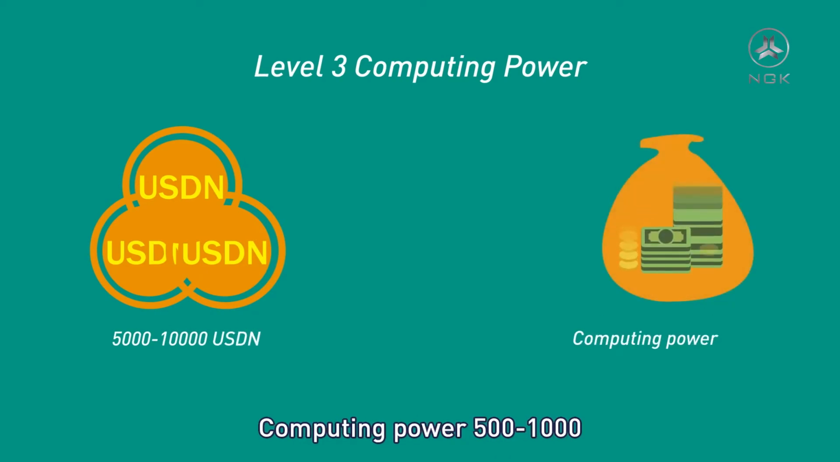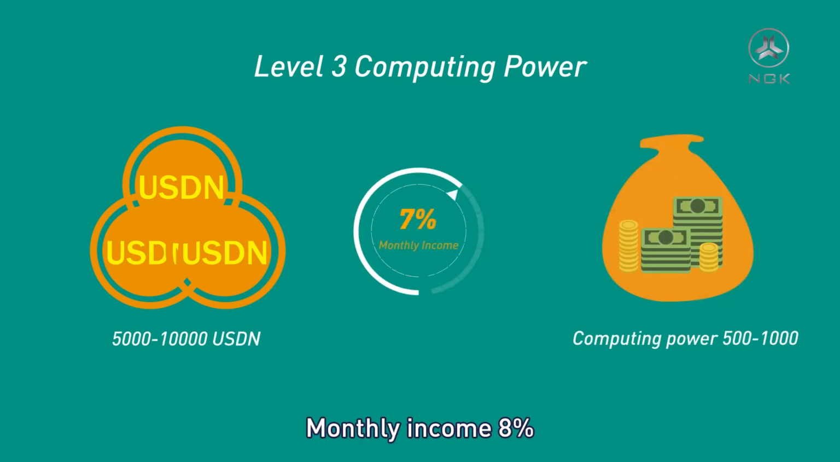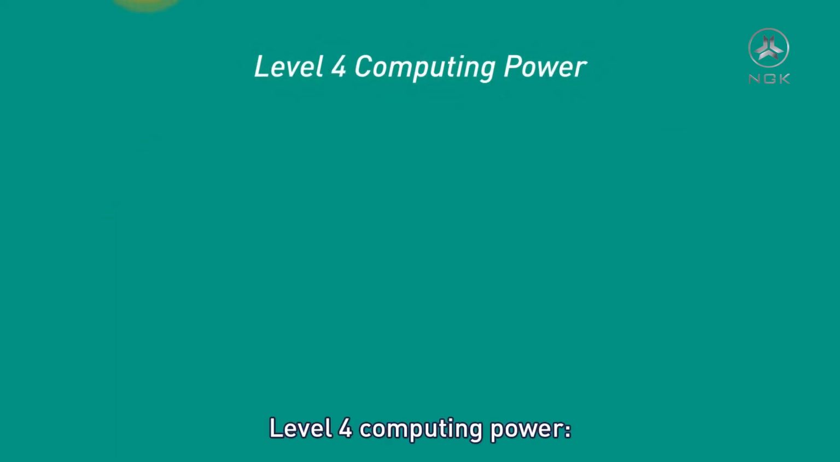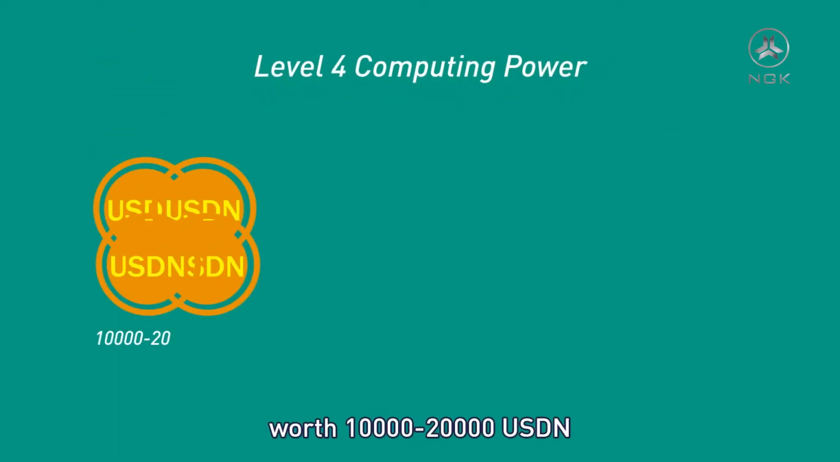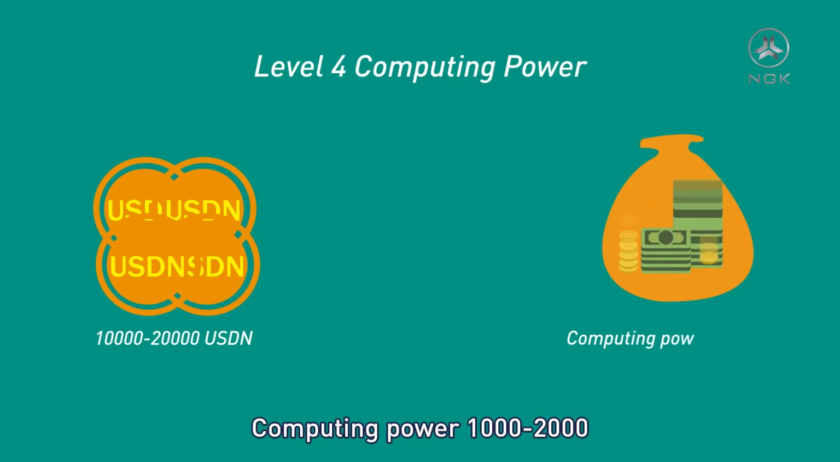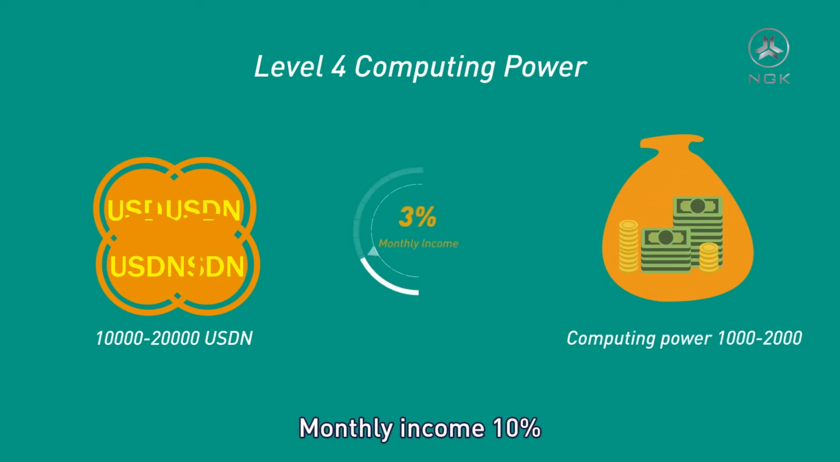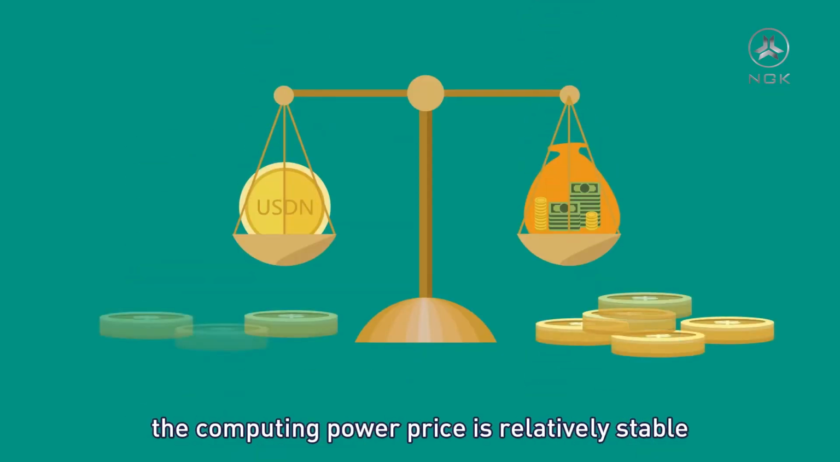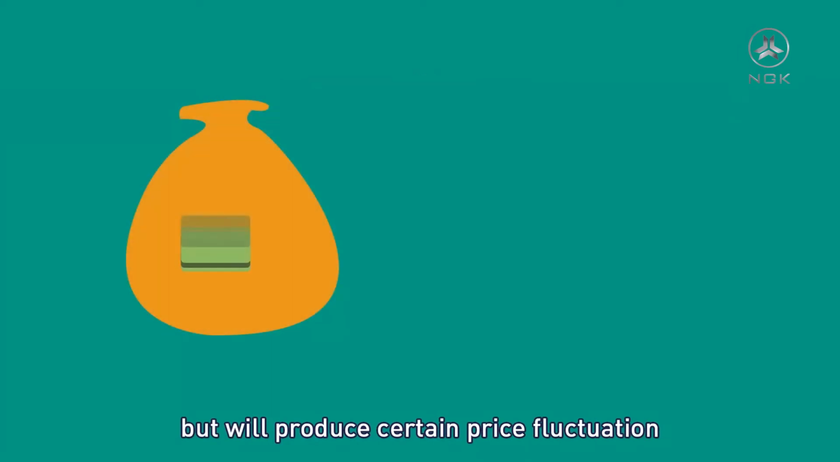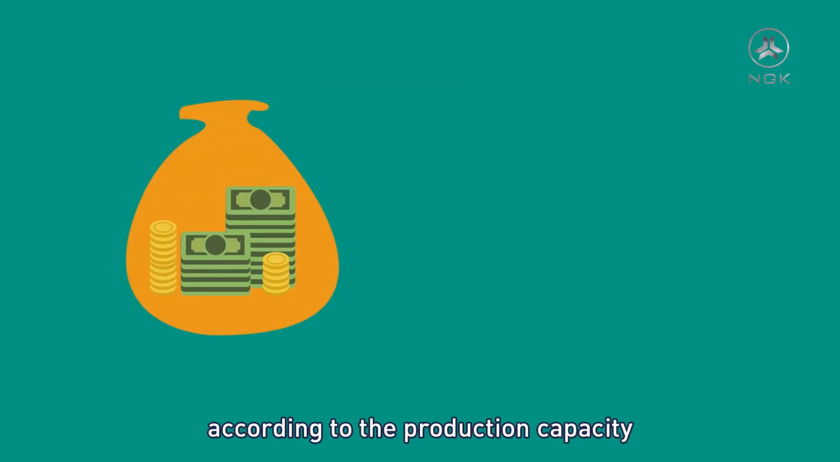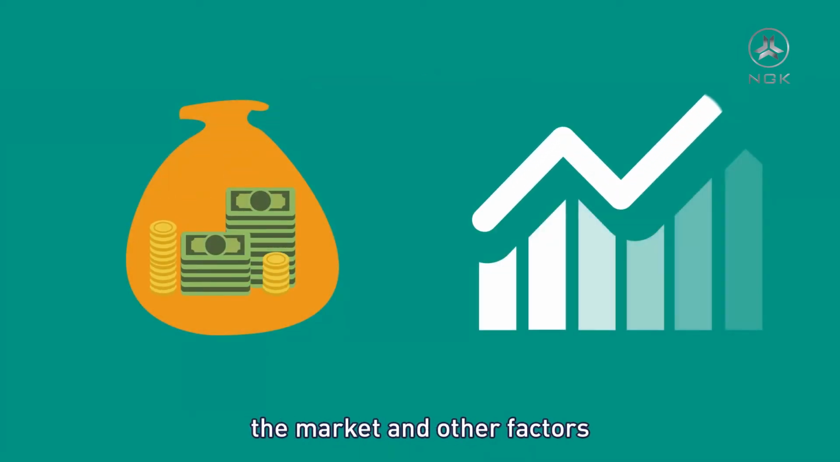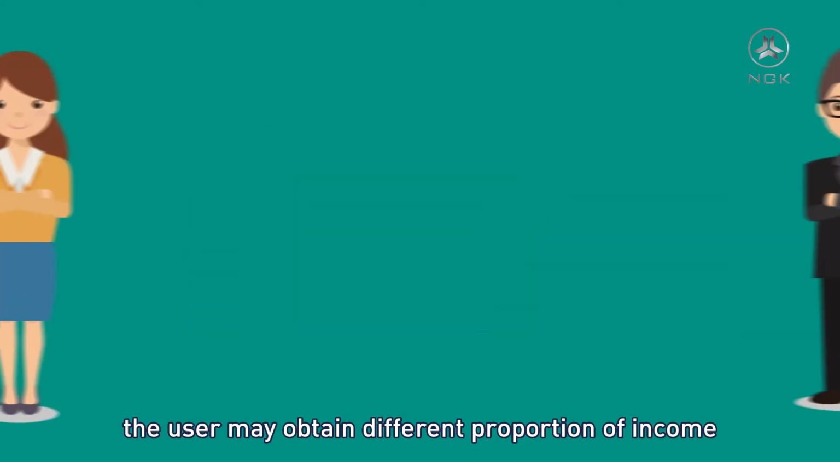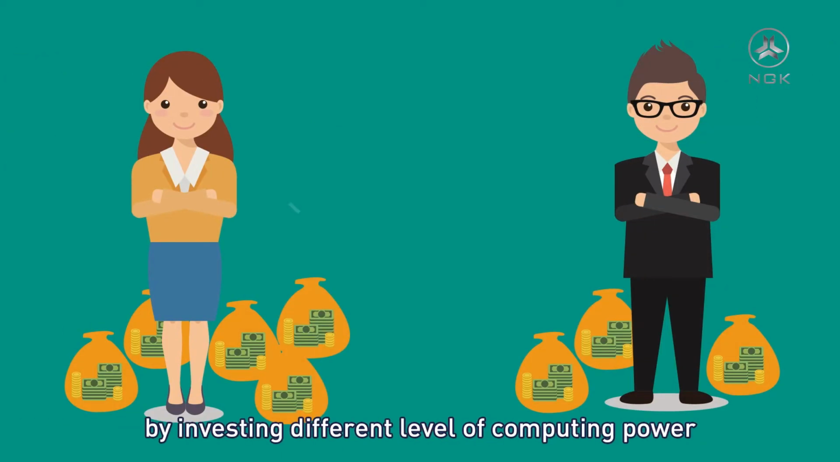Computing power 500 to 1000, monthly income 8%. Level 4 computing power worth 10000 to 20000 USDN. Computing power 1000 to 2000, monthly income 10%. The income data is the expected statistics. The computing power price is relatively stable, but will produce certain price fluctuation according to the production capacity, the currency price, the market, and other factors. The user may obtain different proportions of income by investing in different levels of computing power.